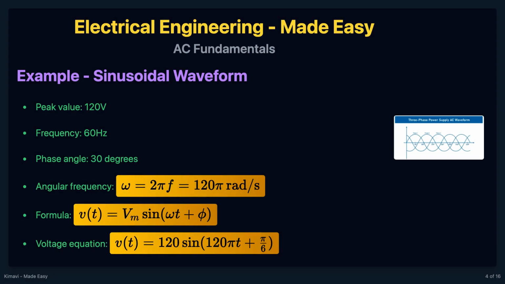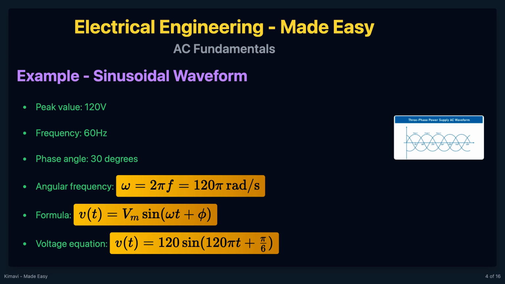Let's consider a sinusoidal voltage with a peak value of 120 volts, a frequency of 60 Hz, and a phase angle of 30 degrees. To calculate the angular frequency, we use the formula ω = 2π times the frequency. Substituting the value, we get ω = 2 × π × 60, which gives us 120π radians per second.